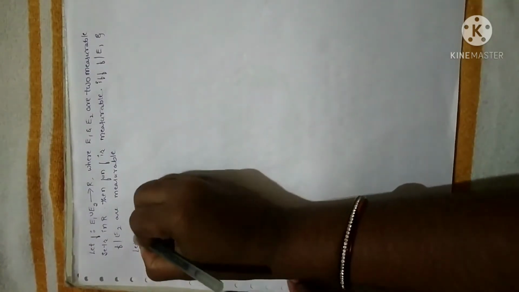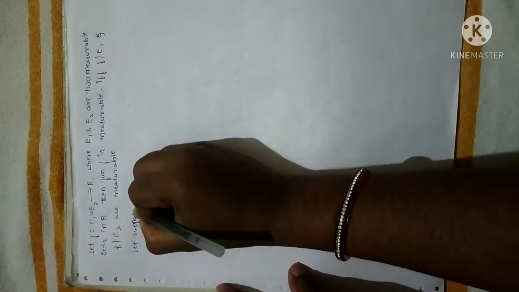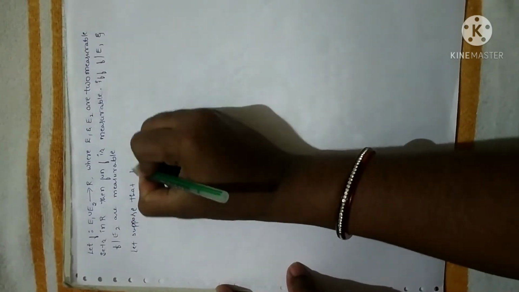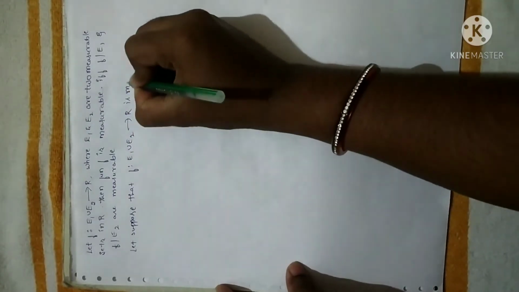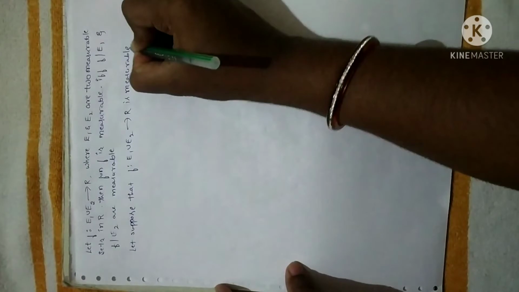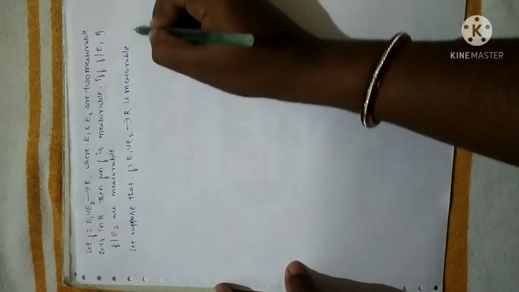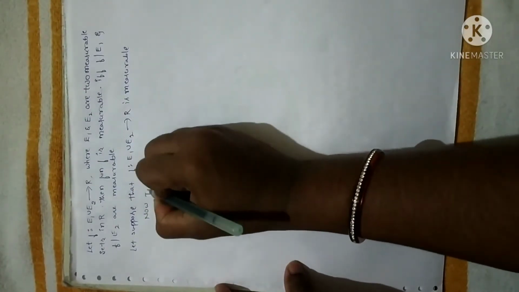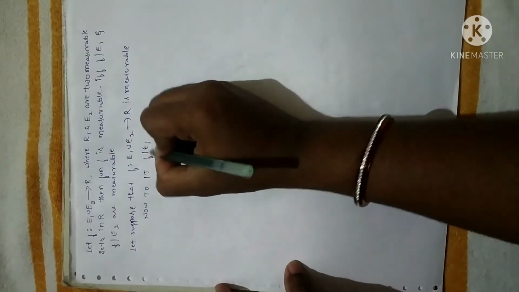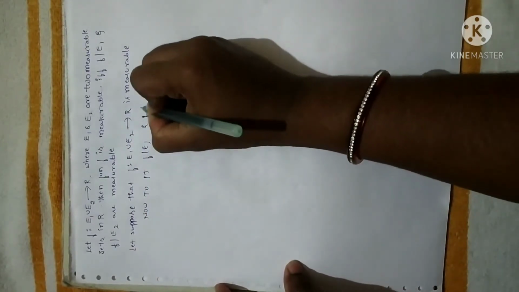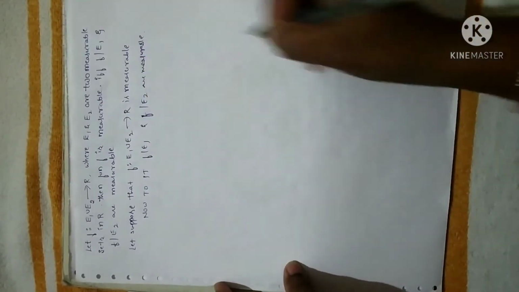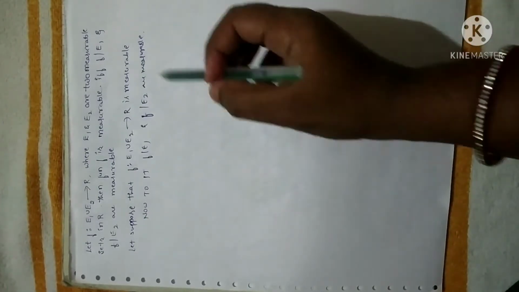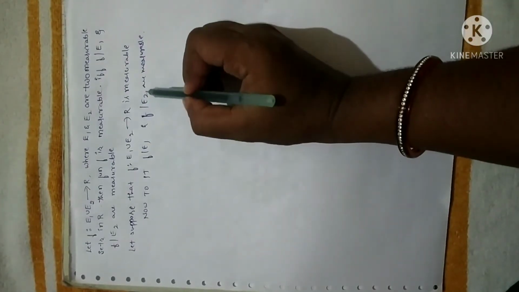Now let me prove the theorem. Let us suppose that f from E1 union E2 to R is measurable. So I have taken the first part of the theorem as true. So I have taken f is measurable. Now I have to prove f restricted to E1 and f restricted to E2 are measurable. Fine. So this is what we have to prove. We have assumed f is measurable. We have to prove f with respect to E1 and f with respect to E2 are measurable.